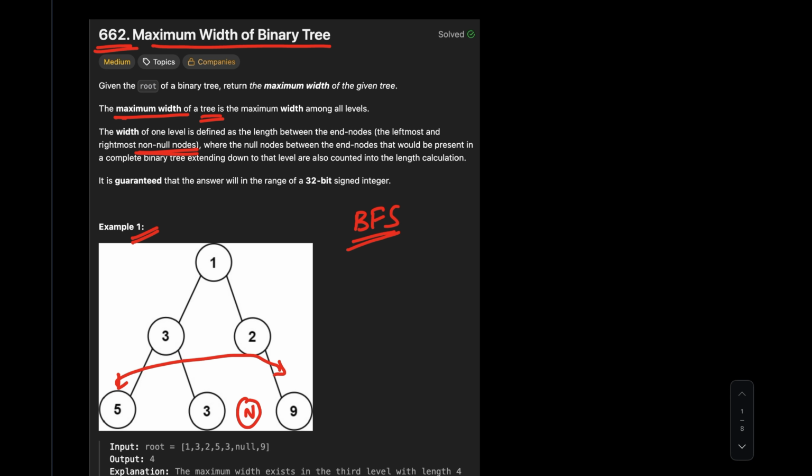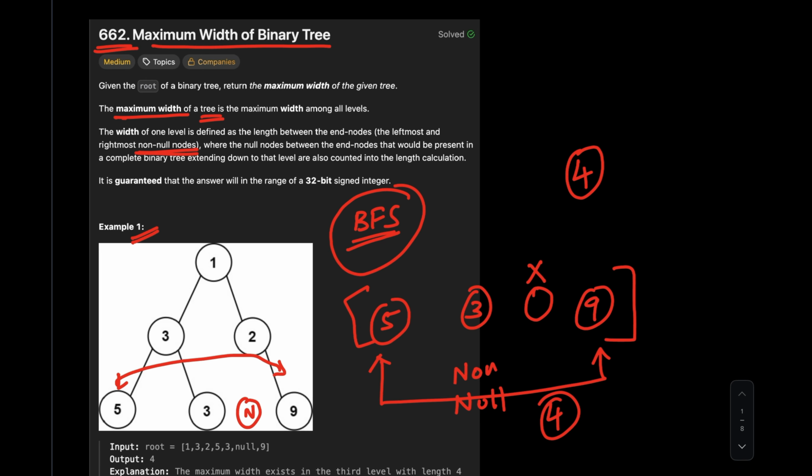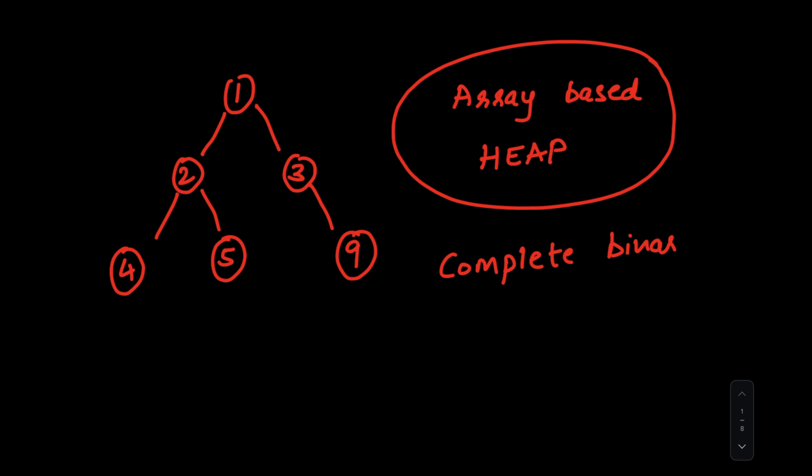For instance, in this example, at level 2, we have 5, 3 and 9, but there is a null node in between. Once we include it, the maximum length will be 4. To handle this scenario, we need to tweak our BFS approach so that we can get the accurate output. The secret to solving this problem efficiently is to treat this tree as an array-based heap, or build the solution assuming it is a complete binary tree with no null nodes.